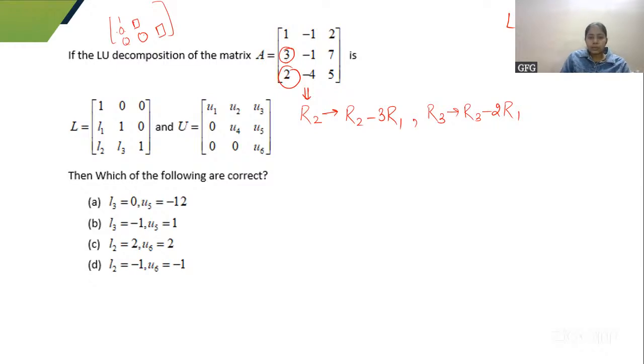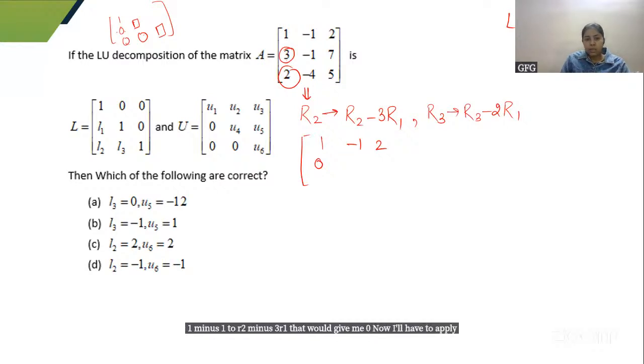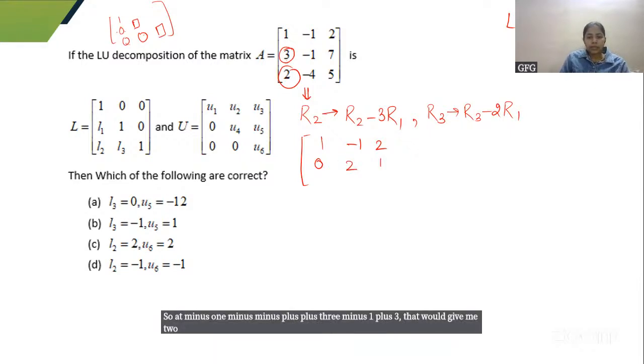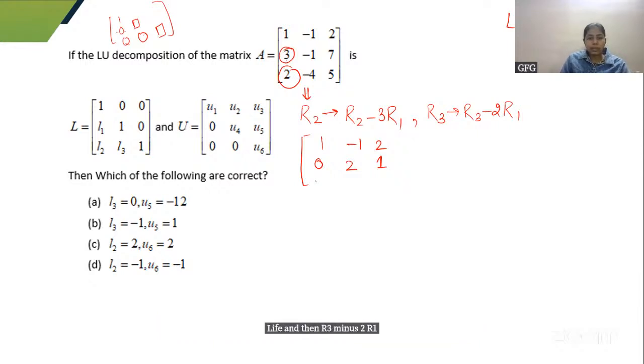Okay. So now you would row reduce it. So what would I be left with? 1 minus 1, 2. R2 minus 3R1, that would give me 0. Now I have to apply this on the whole row. So R2 minus 1, minus minus plus, plus 3. Minus 1 plus 3, that would give me 2. And 7 minus 6, that would give me 1. Right? And then R3 minus 2R1, that would give me 0 here, minus 6 here, and 2 twos are 4. That means 1 here. Right? So I get this matrix.